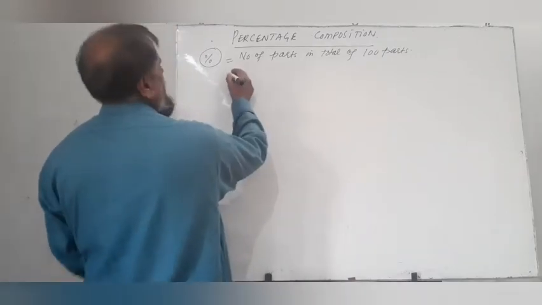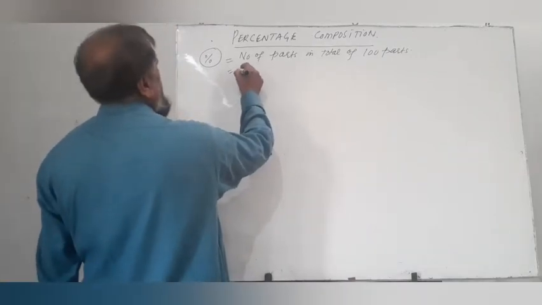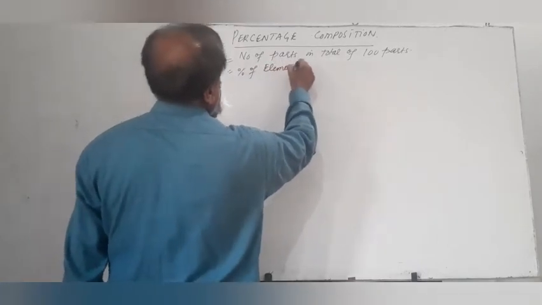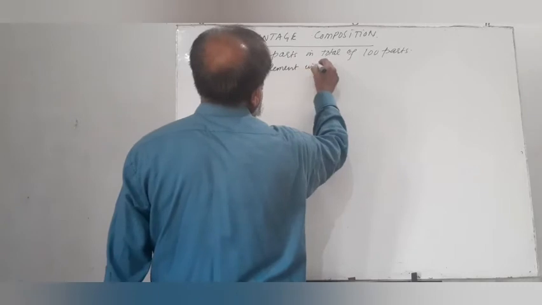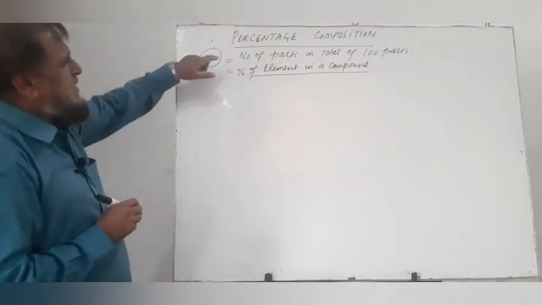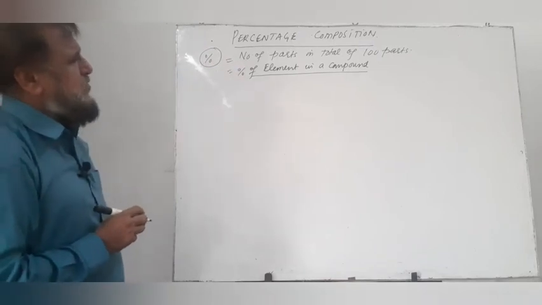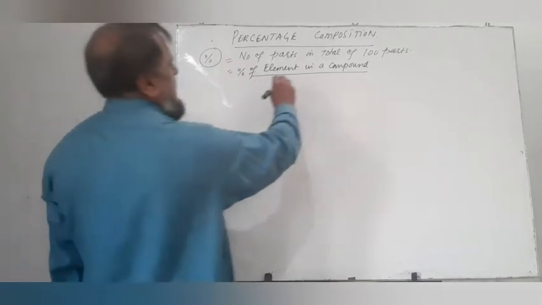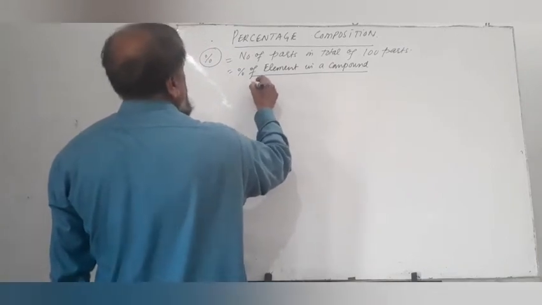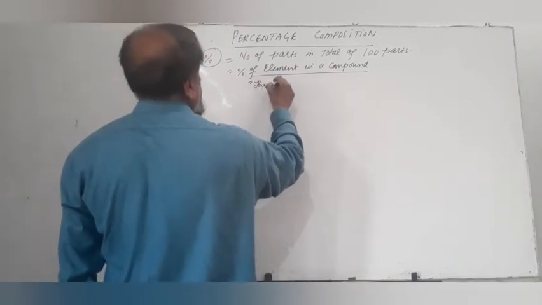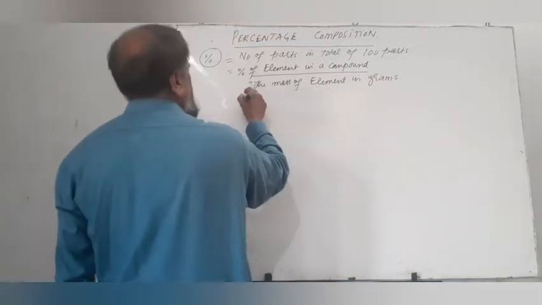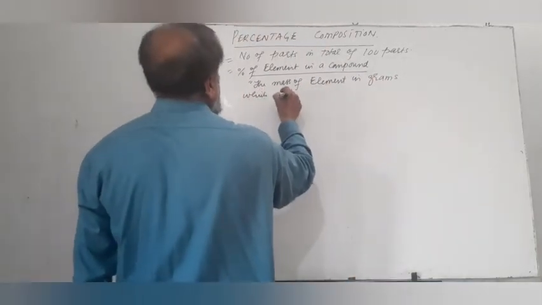According to the general definition of percentage, that is the number of parts in total of 100 parts, the percentage of an element in a compound means the mass of element in grams which is present in 100 grams of the compound.